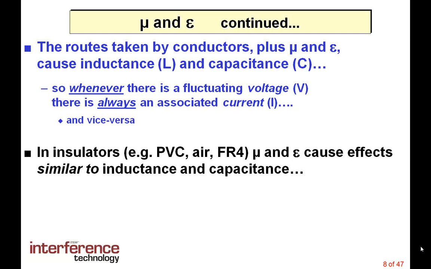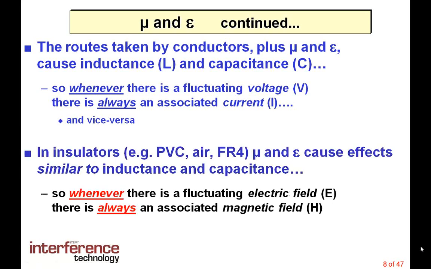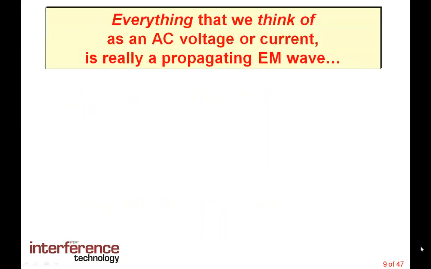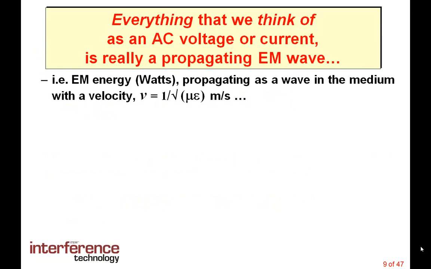Now, in insulators like PVC or air or fiberglass surrounded and printed circuit board, the permeability and permittivity cause effects which are similar to inductance and capacitance. What this means is whenever we have a fluctuating electric field, which we call E, there's always an associated magnetic field, and vice versa. Whenever there's a fluctuating magnetic field, there's always a fluctuating electric field associated with it. And everything that we think of as an AC voltage or current is really a propagating electromagnetic wave. It's electromagnetic energy, which we measure in watts.